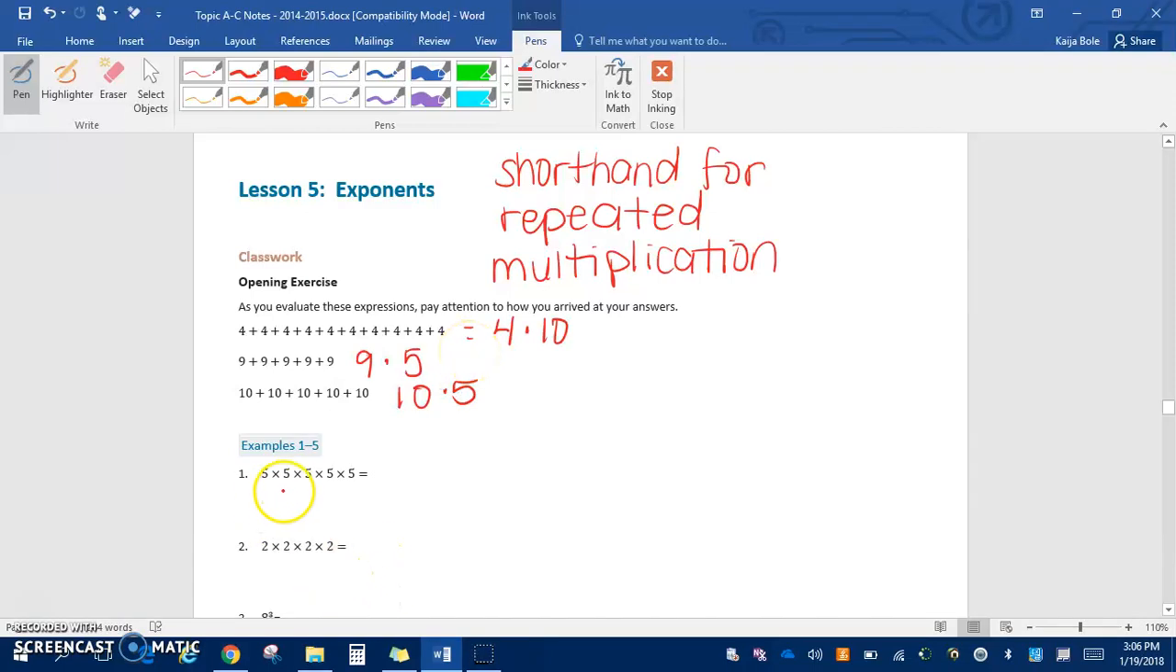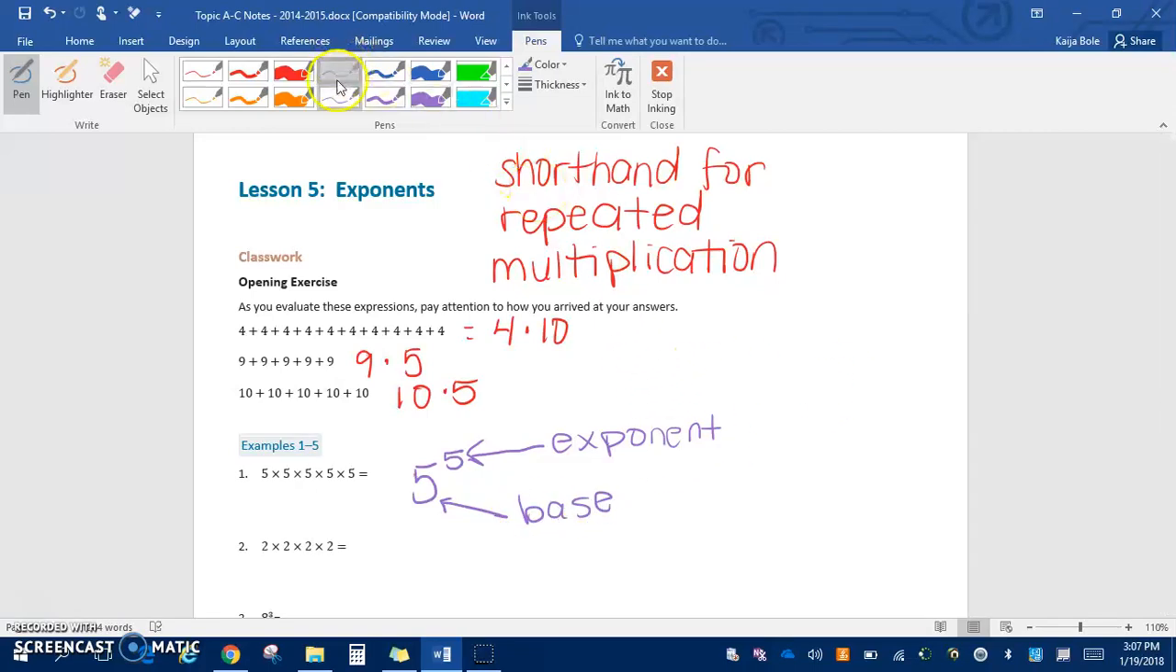Alright, now though, we're going to look at the difference here. In example 1, we have 5 multiplied 5 times. So this is where our exponents come in. We have our base of 5, and it's multiplied 5 times, so that's going to go up top in the exponent. So this top number, write yourself a note, this is called the exponent. And this bottom number is called the base.